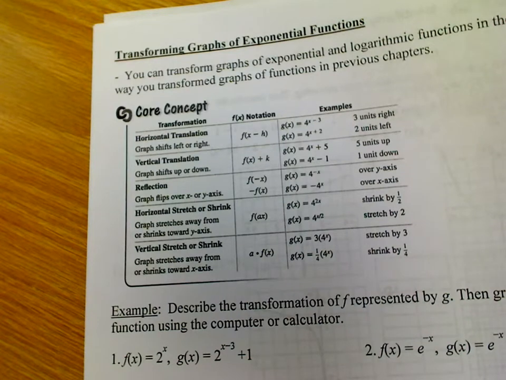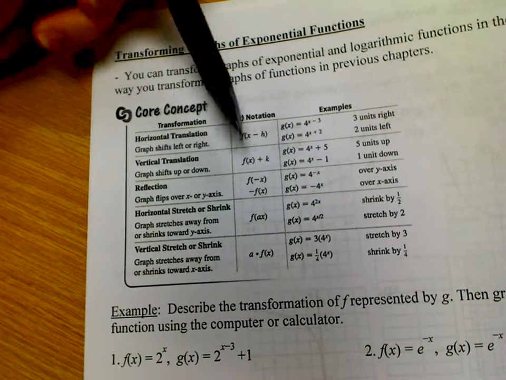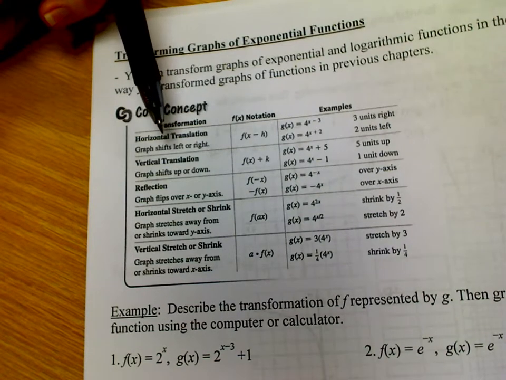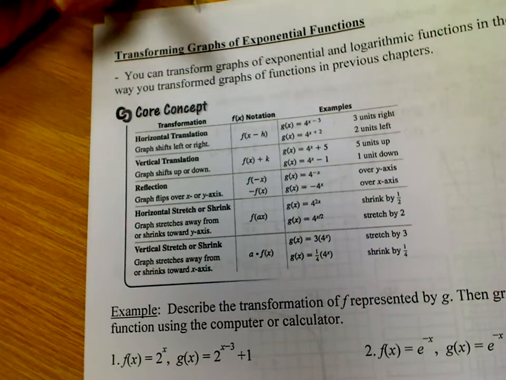So the Thursday and Friday you were gone, we talked about transforming graphs. And on Thursday we talked about transforming the graphs of exponential functions. And it's really the same transformations that we talked about back in chapter 1. If you notice up here on this key concept box, it gives you an example of what the translation is going to look like in exponential form.